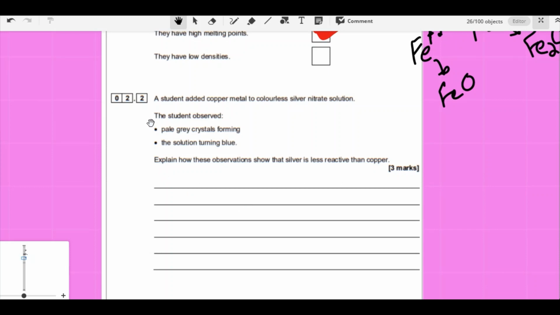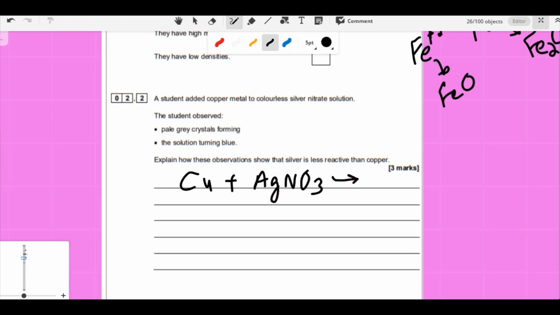Okay, now the next question: a student added copper metal to colorless silver nitrate solution. So here a single replacement reaction occurs between copper and silver nitrate, AgNO3. As you know, the reaction is a single replacement. The copper will replace the silver and form copper nitrate and silver.